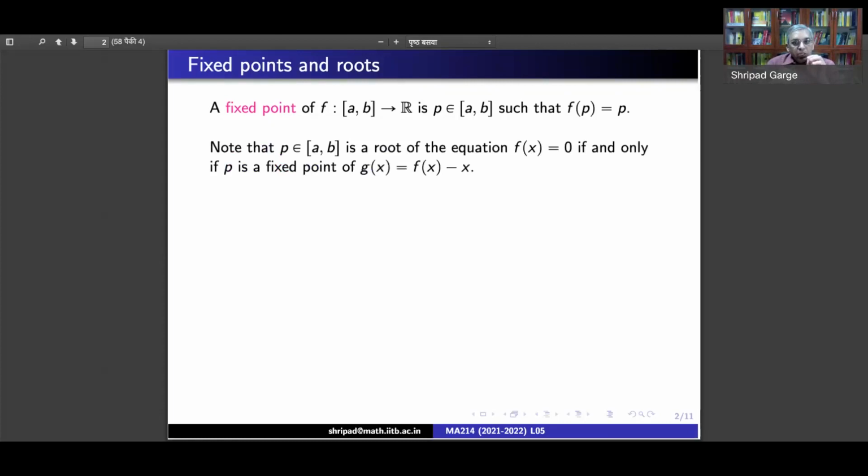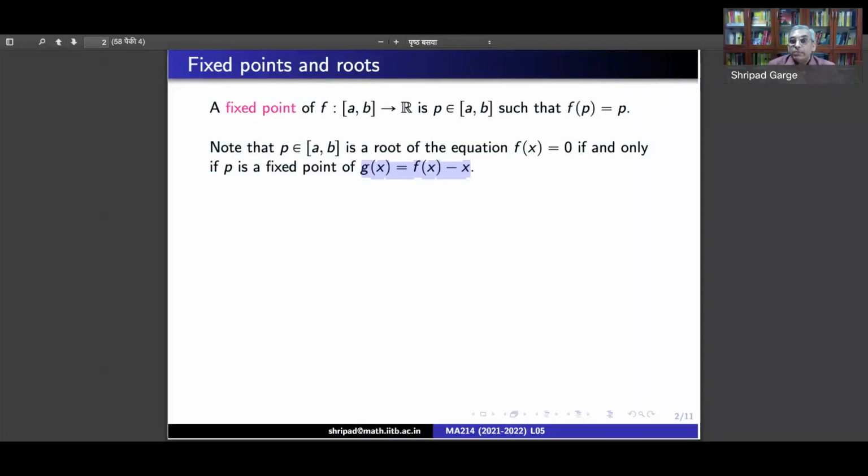And whenever you are looking for some root of the equation, whenever you are trying to solve the equation f(x) = 0, that is the same thing as finding a fixed point for this new function g(x) = f(x) - x. Or you may get a different function. From the equation f(x) = 0, you can get many functions whose fixed points will give you the root of f(x). Instead of looking at f(x) - x, you can look at x - f(x).